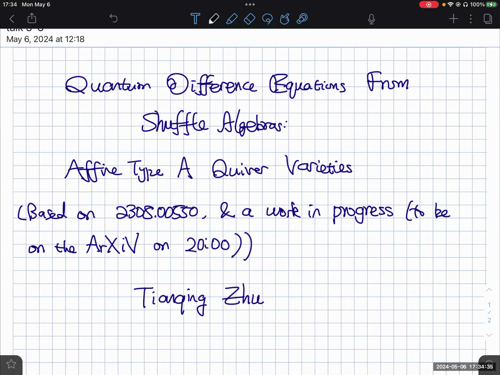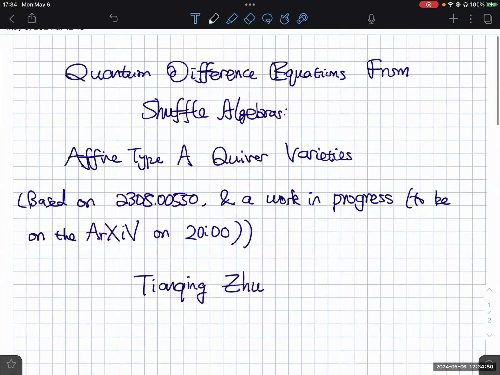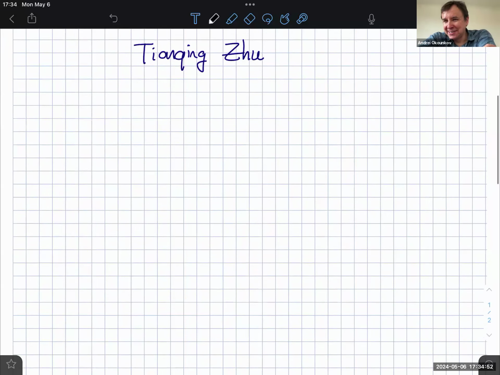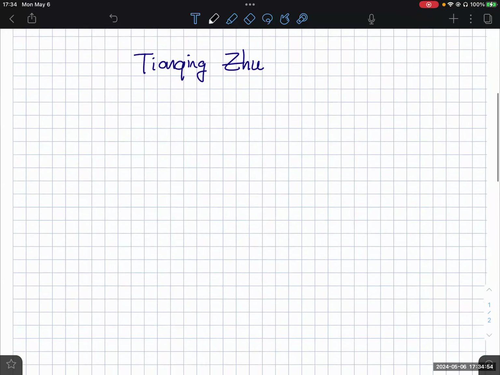And today, I'm going to talk about the quantum difference equation from shuffle algebra. We will only focus on the case of the finite quiver varieties. This is based on work from last year, and the paper is going to be on the arXiv during the dinner.